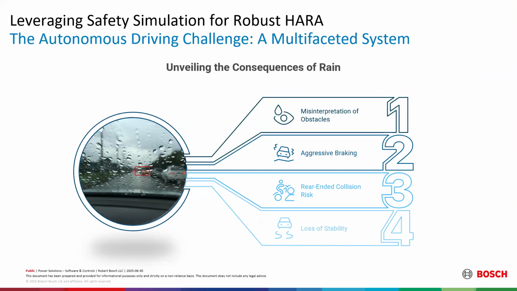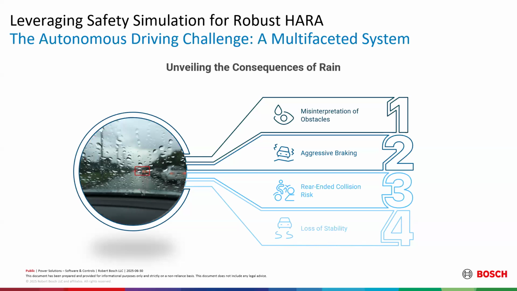And if we have a camera-based system for image perception, sometimes these water droplets can be misinterpreted as obstacles on the road, and the system can react to it by causing aggressive braking, which can result in a rear-ended collision or loss of stability. This is quite common in the autonomous world.